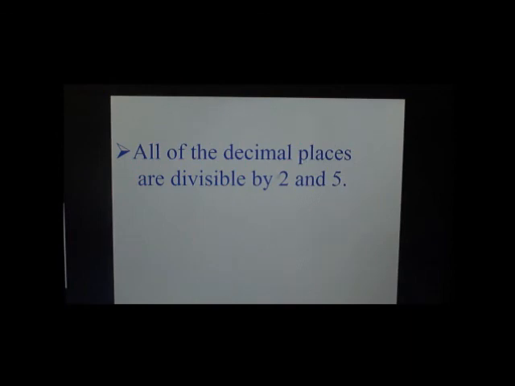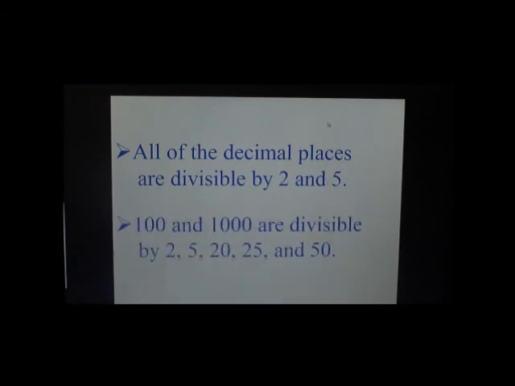Now, all of the decimal places that we deal with, and actually beyond what we deal with, are divisible by 2 and 5. They're all even, and they all end in 0. That's a couple of the clues for those 2 divisibilities. Hundredths and thousandths are divisible by 2 and 5, as we said earlier, and 20ths and 25ths and 50ths.